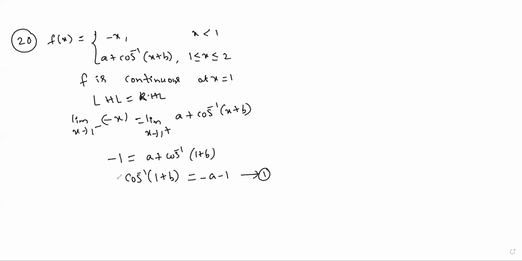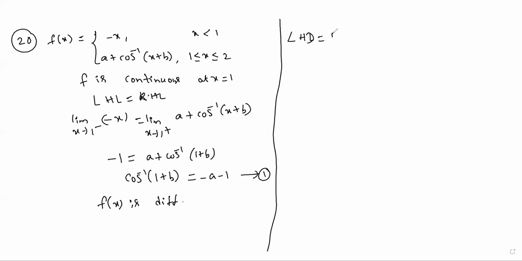Now next, differentiating the function. Left hand derivative is equal to right hand derivative. f of x is clearly differentiable. Differentiable means what here? We'll differentiate the left hand side and right hand side. LHD is equal to RHD. LHD means limit x tends to 1 minus, derivative of minus x, that is minus 1. RHD, limit x tends to 1 plus, more than 1, this is the function. We need to differentiate this.